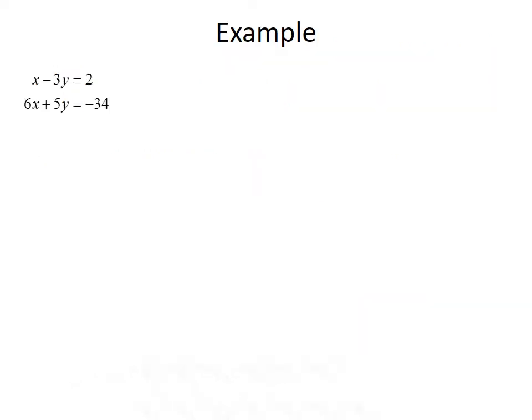So let's look at an example. For this example, we have x minus 3y equals 2 and 6x plus 5y equals negative 34. We want to make it so that when we add the two equations, one of the variables will cancel out. And one strategy is to always try to work with a variable that doesn't have a coefficient. That makes it easy to deal with.